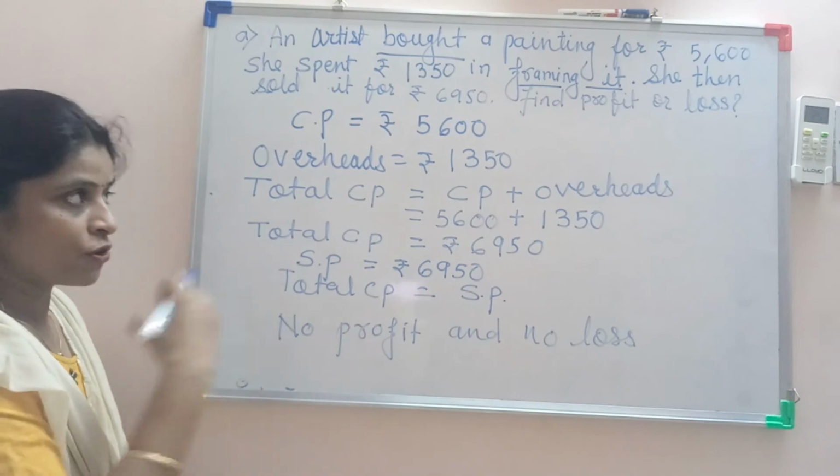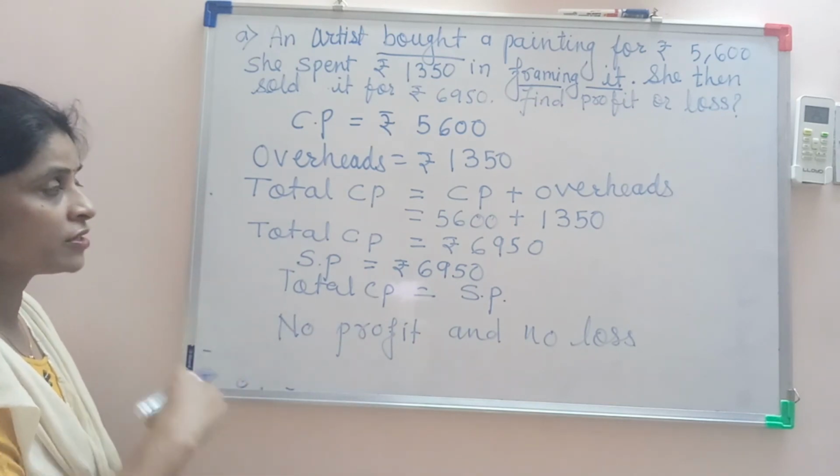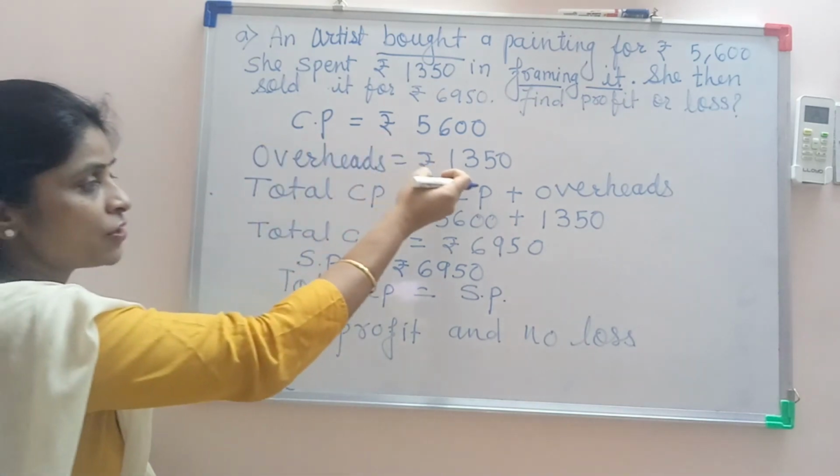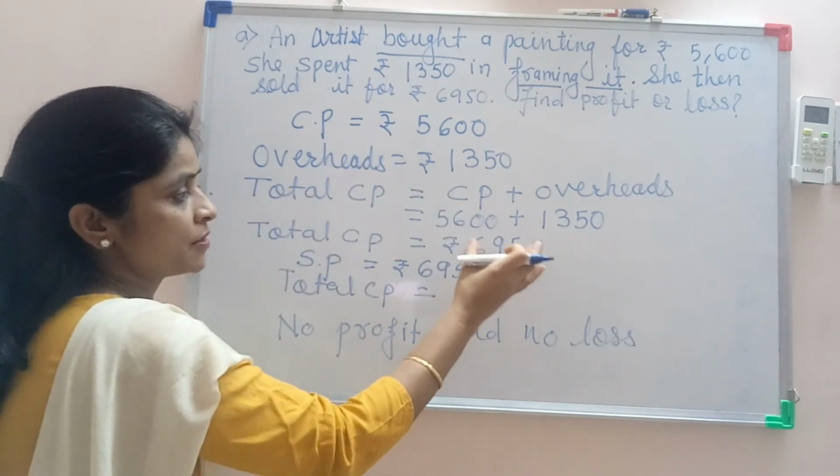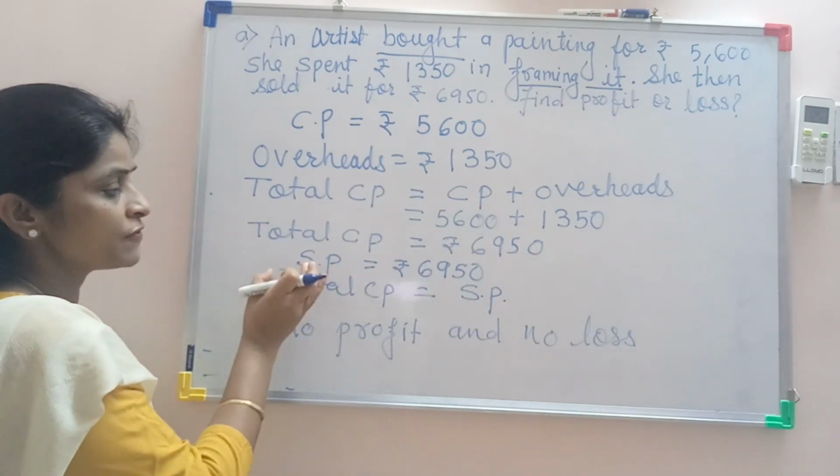Means in how much money he bought and with the overheads the price becomes same as the price of selling price.